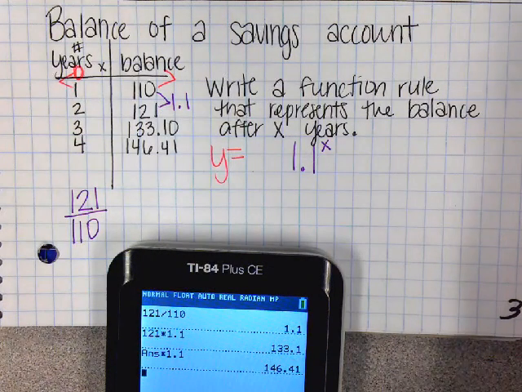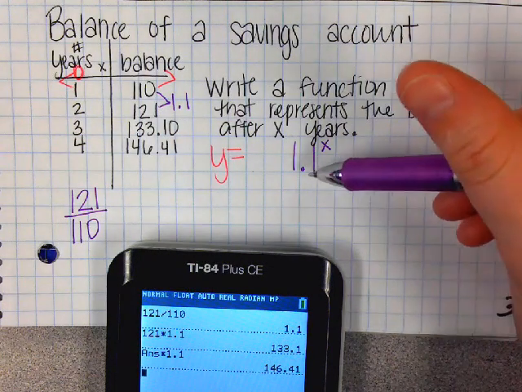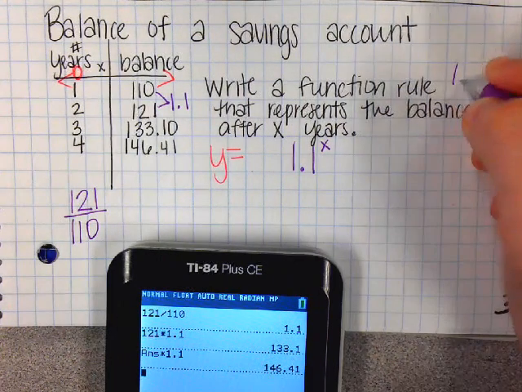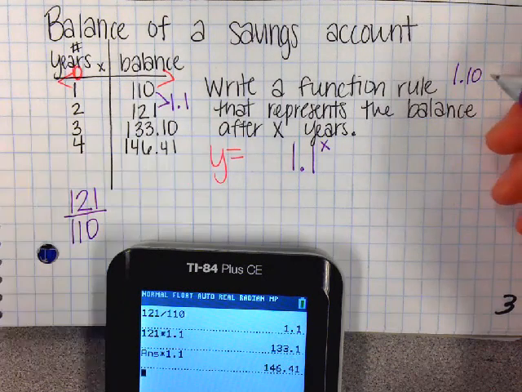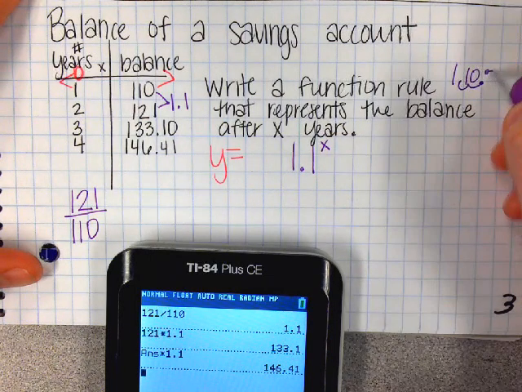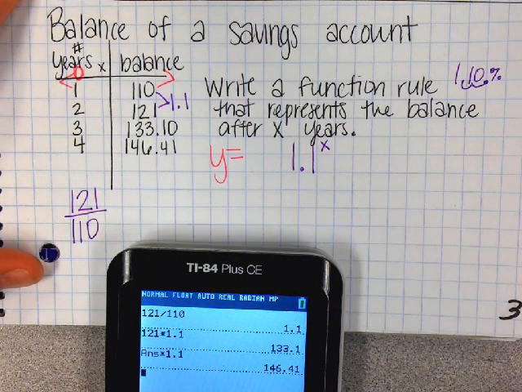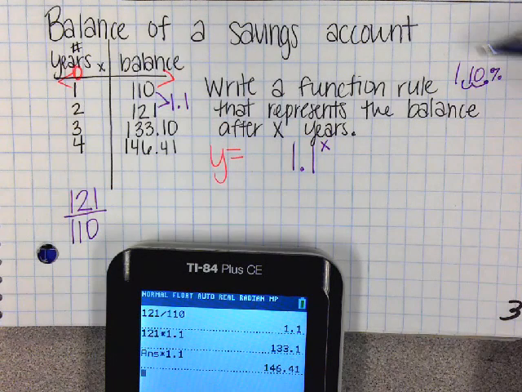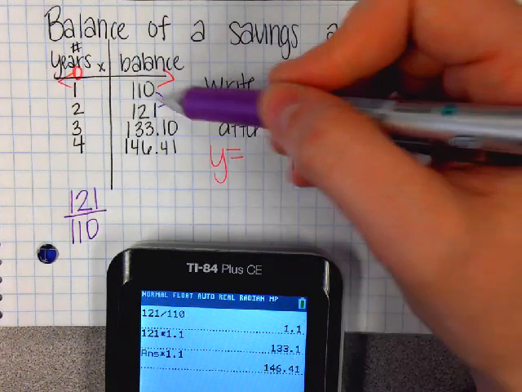Is this a growth or a decay? How do you know it's a growth? It's larger than 1. So what is that as a decimal or as a percent? How much percent is that? 110%. It's just like that last one we did. That means it's increasing by a rate of 10% each year.